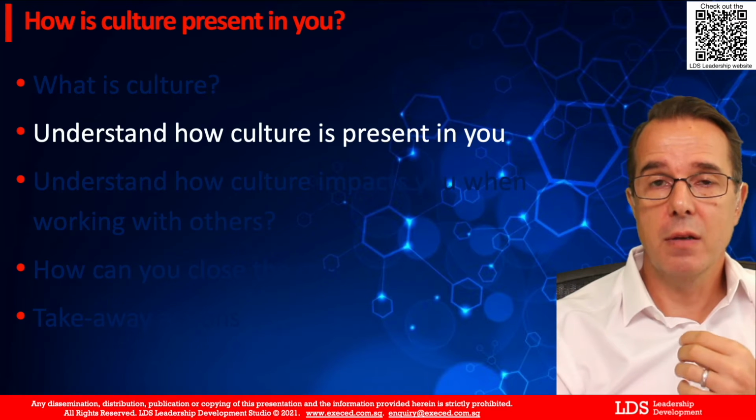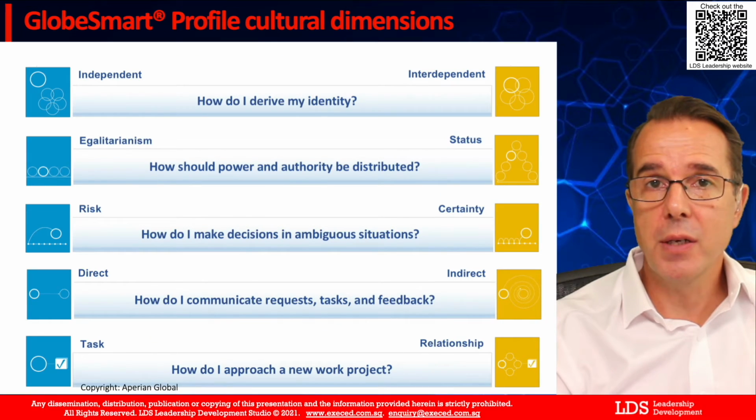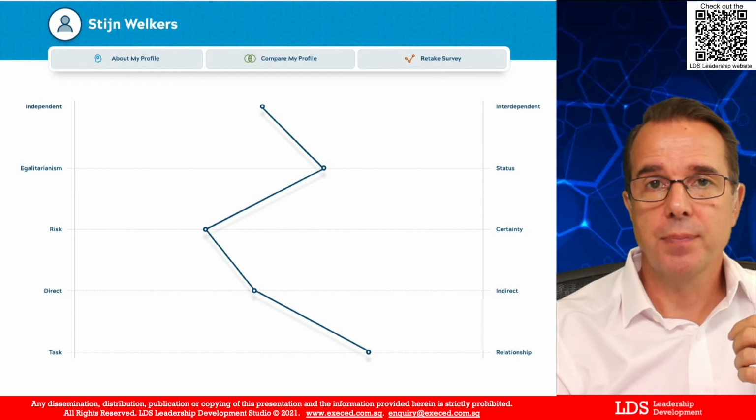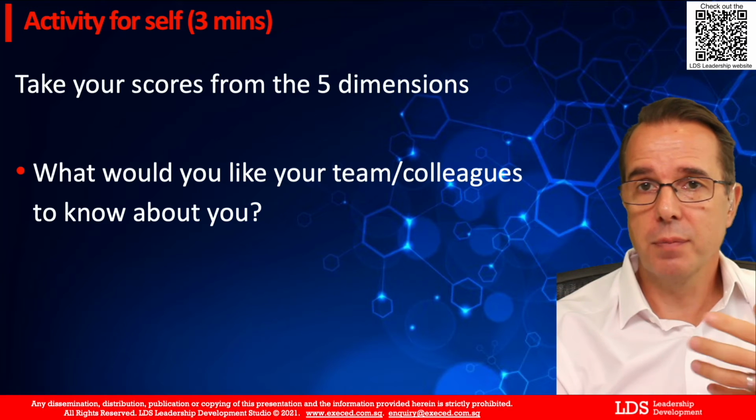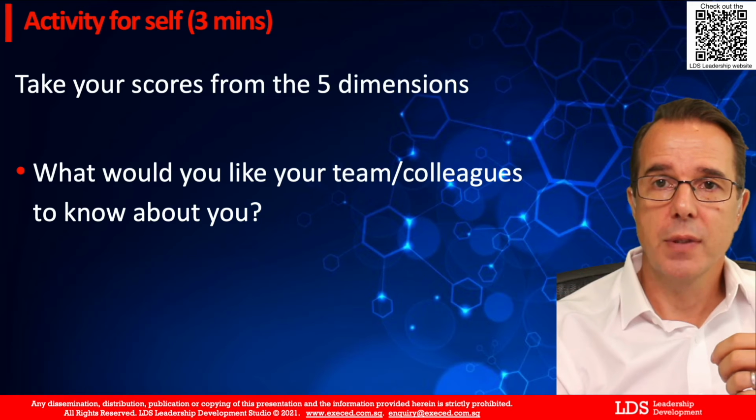So after people have finished the quiz and understood what culture is, we then look at how culture presents themselves in the individual. So first we expand the definition of culture a little bit. We give them the 5 dimensions of culture, and then we present them with their profile based upon the GlobeSmart assessment. And they do a self-reflection.